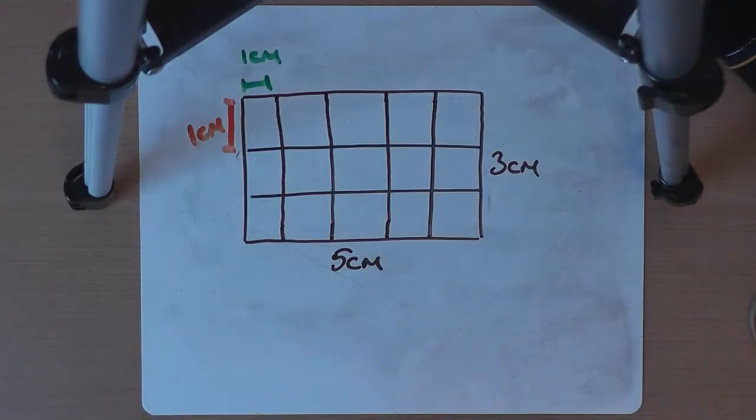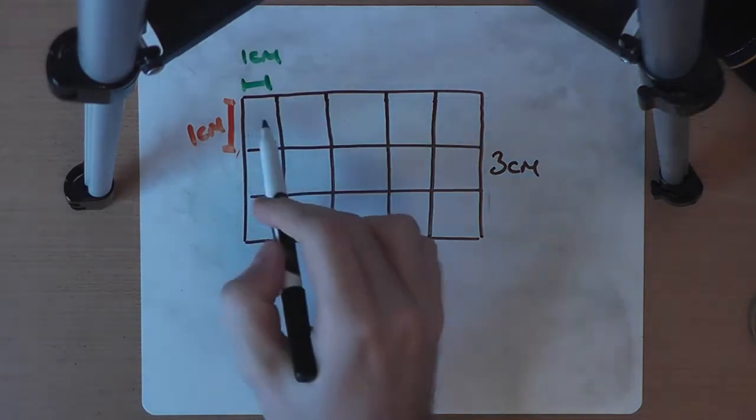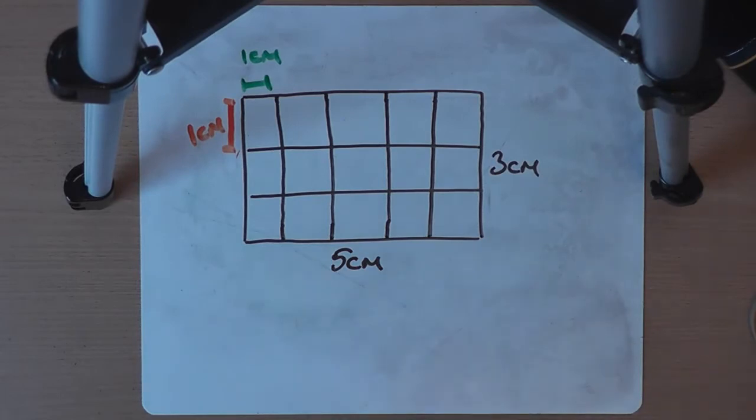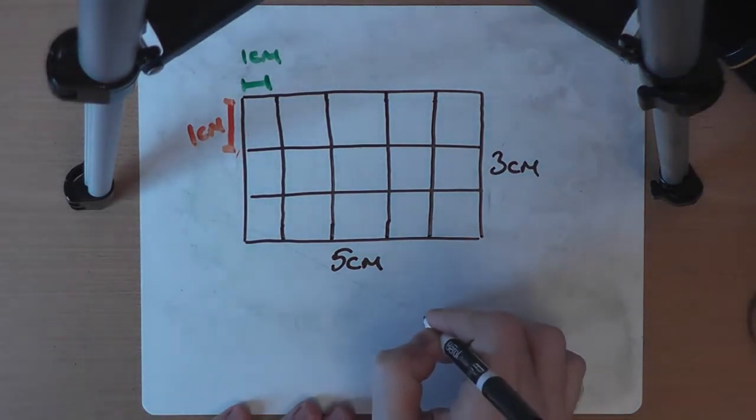So by doing that, I have split this shape up into small squares, and each square is 1 centimetre wide and 1 centimetre tall. They are effectively centimetre squares, if you think about the old classic squared paper exercise books. How many squares have I split this shape up into? Well, 1, 2, 3, 4, 5, 6, 7, 8, 9, 10, 11, 12, 13, 14, 15, or 3 rows of 5 or 5 columns of 3. I have split it up into 15 squares.